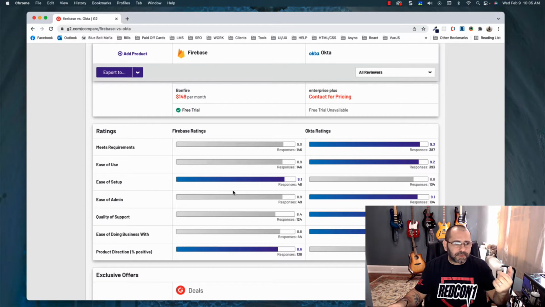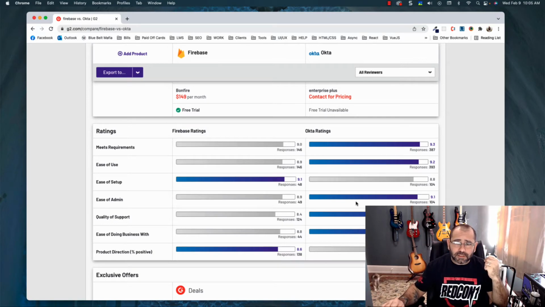Ease of setup, they gave it to Firebase. I do agree with that. Firebase is really easy to set up. Okta takes a lot more clicking here, clicking there, and adding a bunch of stuff. So you'll see. But once you get adjusted to it, once you get familiar with it, it just goes really smoothly. Ease of admin, Okta, much better than Firebase. Maybe it's right.